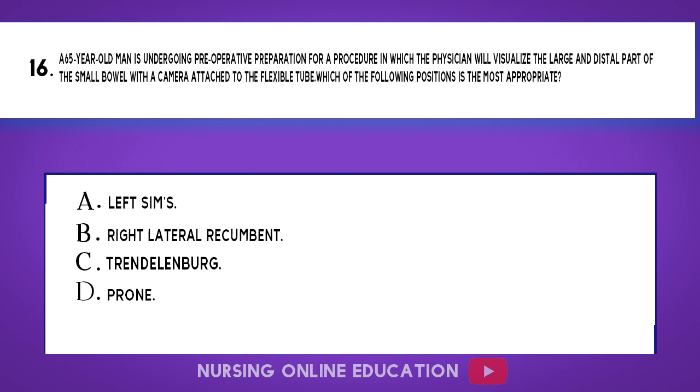16. A man is undergoing preoperative preparation for a procedure in which the physician will visualize the large and distal part of the small bowel with a camera attached to a flexible tube. Which of the following positions is the most appropriate? A. Left Sims, B. Right lateral recumbent, C. Trendelenburg, D. Prone.